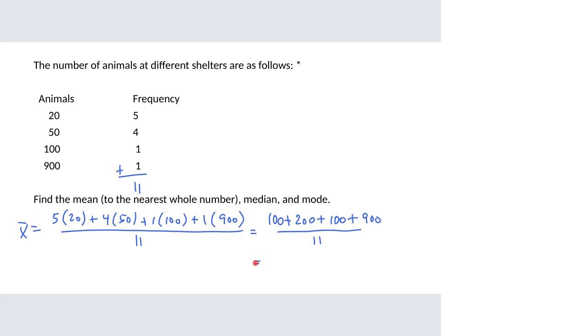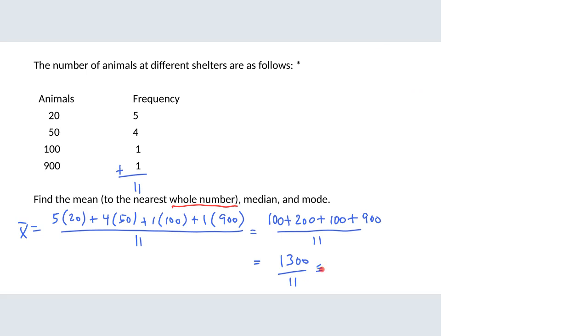Let's see, 100 plus 200 plus 100 plus 900 is 1,300 divided by 11. And we're going to round that to the nearest whole number. This one says round to the nearest whole number, probably because it's animals in shelters. So a whole number is probably a more reasonable answer than something involving a decimal. Rounding to the nearest whole number means we're rounding to the nearest ones place.